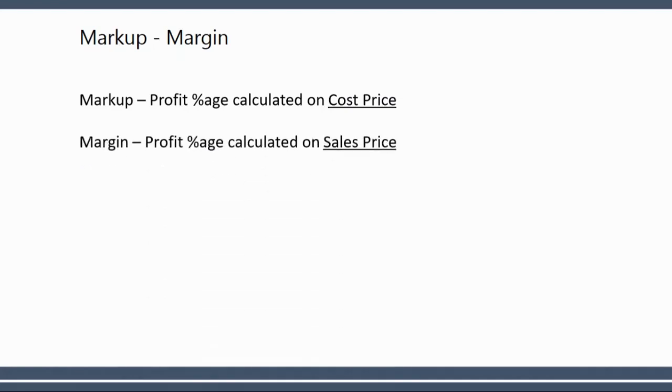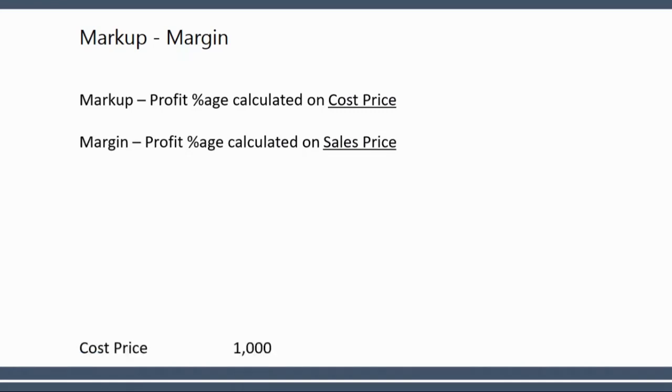Margin, on the other hand, is a profit percentage calculated on the selling price. So for example, if you see one product which is sold for $200 and you are told that there is a 20% margin on that, 20% margin means 20% of the selling price. So markup is calculated on cost price, margin is calculated on the selling price.